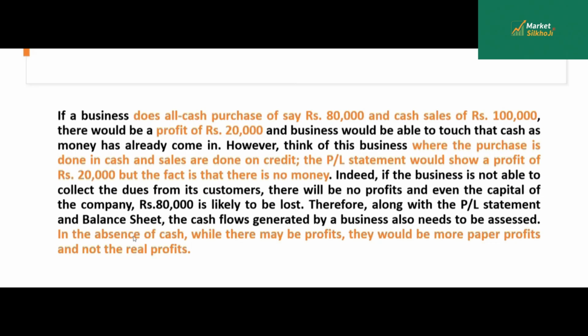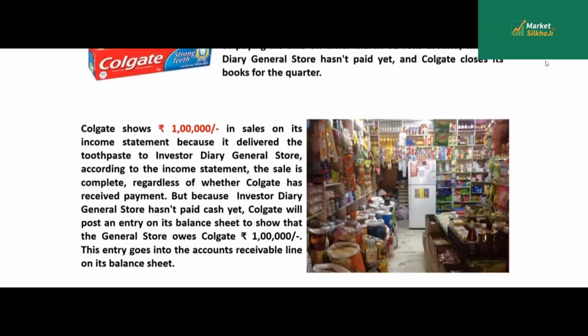So in the absence of cash, while there may be profits, they would be more paper profits, not real profits. What if eventually the customer won't pay or may not be in a situation to pay? Then you have to write off everything: your 1 lakh sales is gone, your 80,000 raw material cost is gone, and whatever 20,000 profit you mentioned is also gone. So in the absence of cash, there will be profits, but they are more or less paper profits. Now let's get a little deeper here.